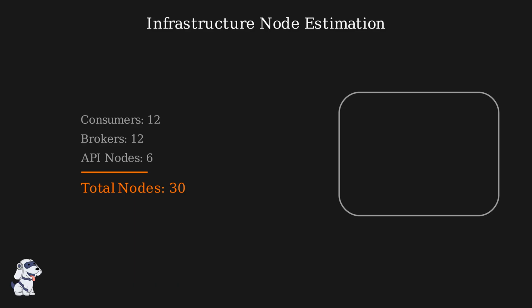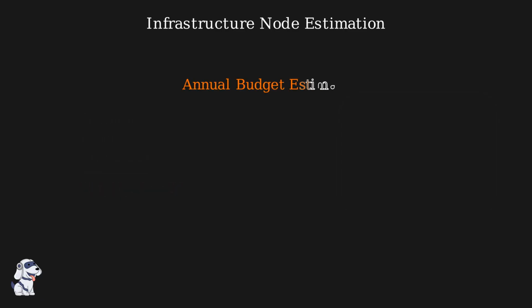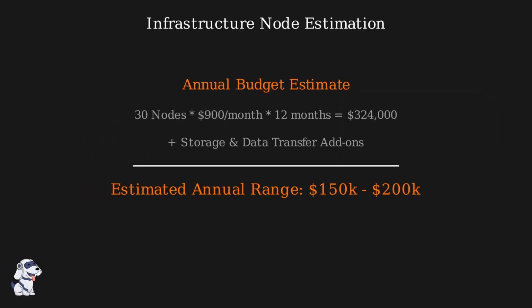Here we see a typical cost distribution where servers represent the largest expense. At a base cost of $900 per node per month, we arrive at our annual infrastructure spend. After factoring in storage and interregion data transfer fees, we estimate an annual budget range of $150,000 to $200,000.